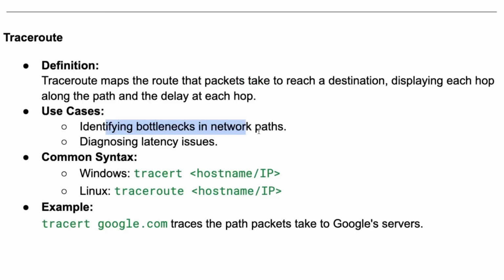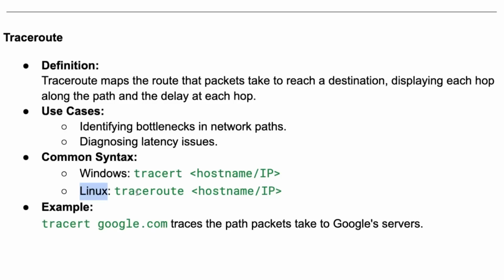And then from there, you can figure out if there are bottlenecks, if there's any packet loss, or if there are any latency or speed issues. And the syntax is actually different based on the operating system. If it's a Windows operating system, it's tracert, and then you give it the hostname or the IP address. And if it's a Linux operating system, you give it traceroute, and then the hostname or IP address. And traceroute also applies to Unix, essentially being Mac OS operating systems as well.